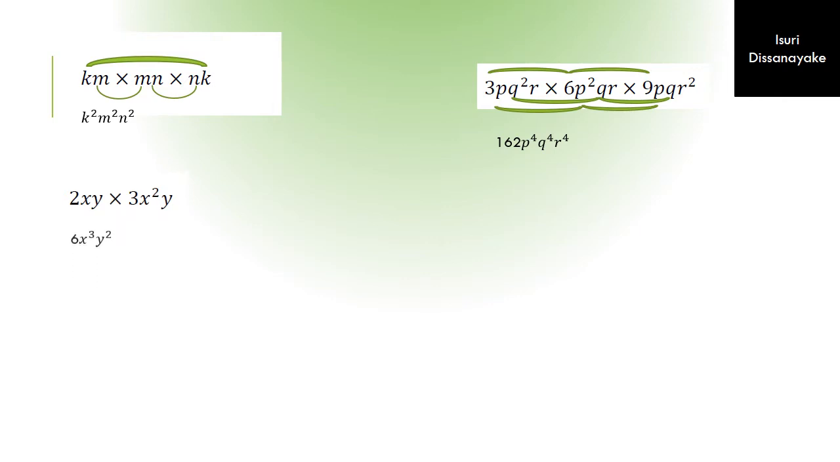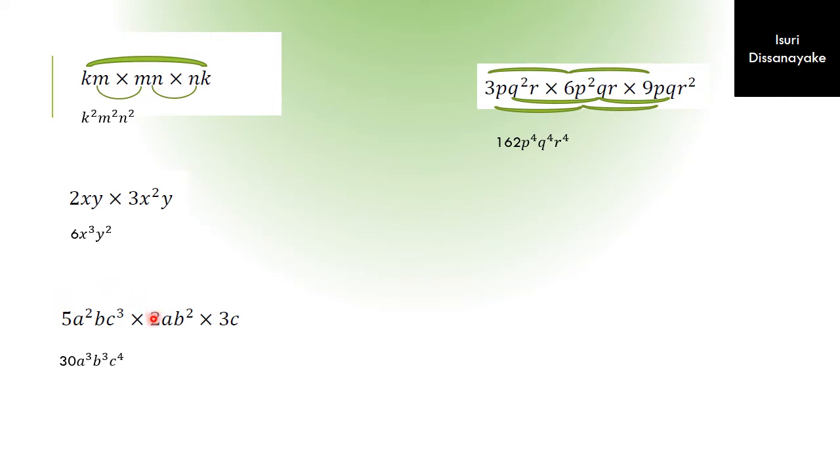Look at this. Let's multiply the numbers together. 3 times 2, you will get 6. X to the power 1 times x to the power 2, you will get x to the power 3. Y to the power 1 into y to the power 1, you will get y squared. Next one.